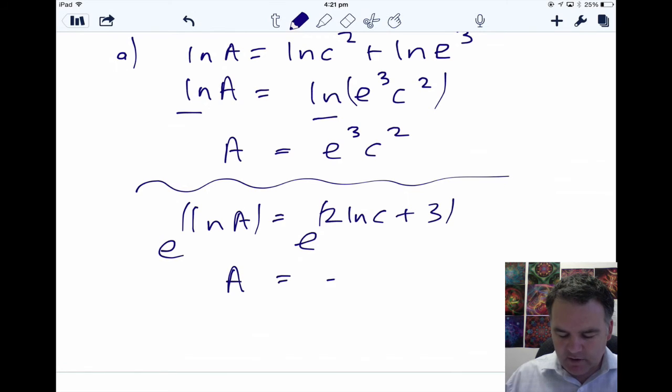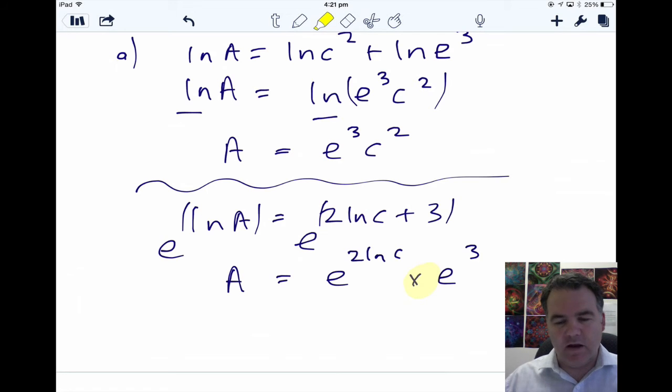Now, on the other side here, we've got e to the 2 ln c times e to the 3. Now, this is a bit tricky here. That shouldn't be plus, should it? Now, if you look at the right-hand side there, when you're multiplying two things with the same base, you add the indices. So if you look at this question kind of going backwards from there to there, you'll see that I've got that right.